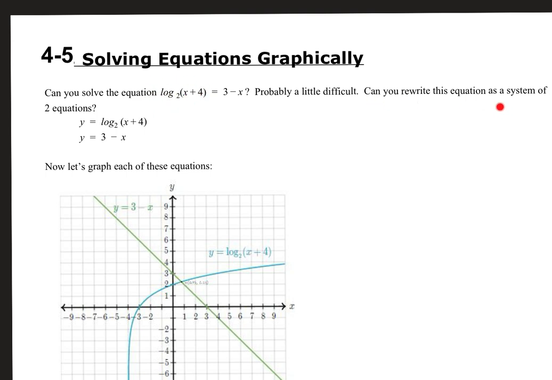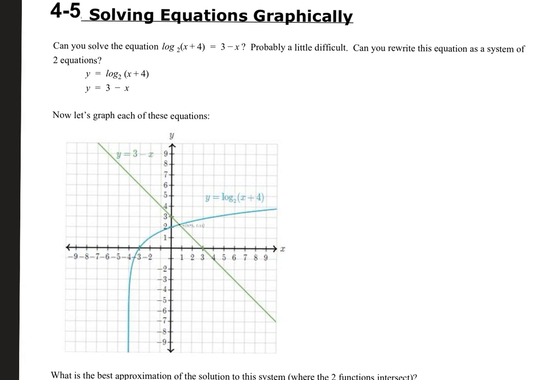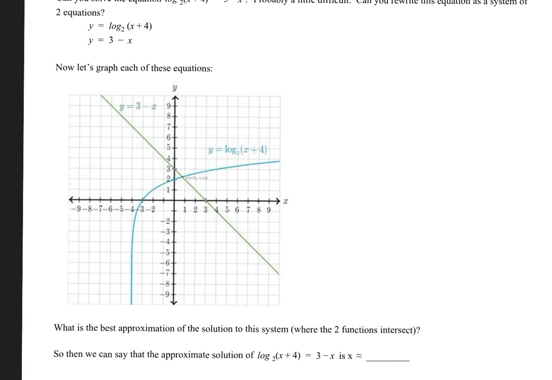So what we could do is rewrite this equation as a system of two equations. So you have y equals log base 2 of x plus 4, and then y equals 3 minus x. And then we graph these things separately. So when we graph these separately, here's y equals 3 minus x, and here's the log function. And so the solution for x then must be this intersection point right here.